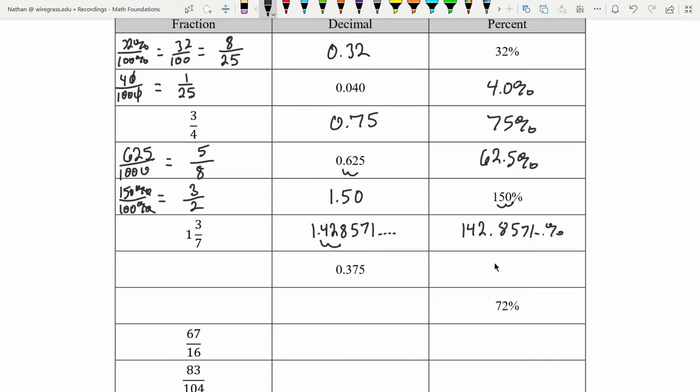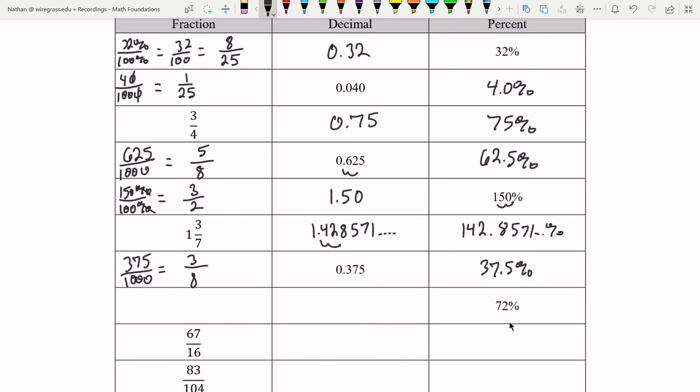Okay, this one is going to be 37.5%. And then I can also go 1, 2, 3 spaces. That's going to be 375 over 1,000. Okay, I think I can divide this by 125. Yes, it's 3. So we're going to get 3 over, 1,000 divided by 125 is 8.